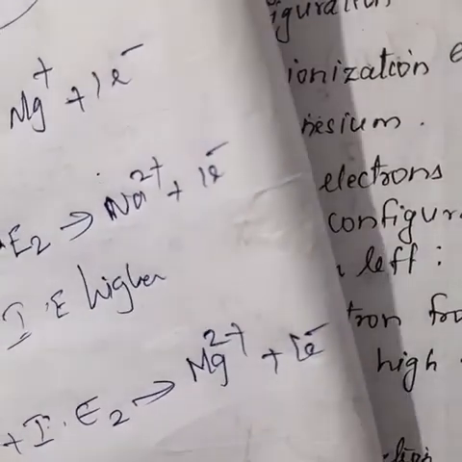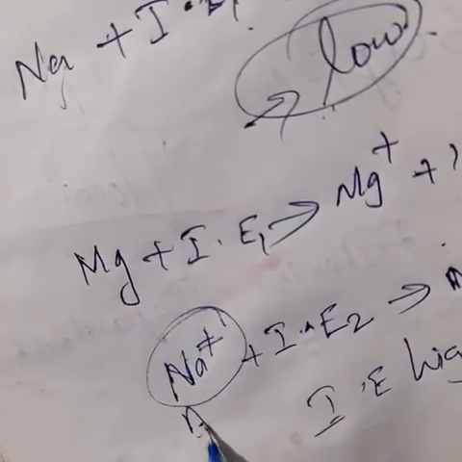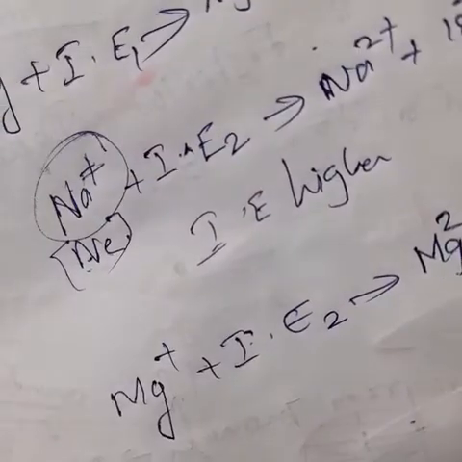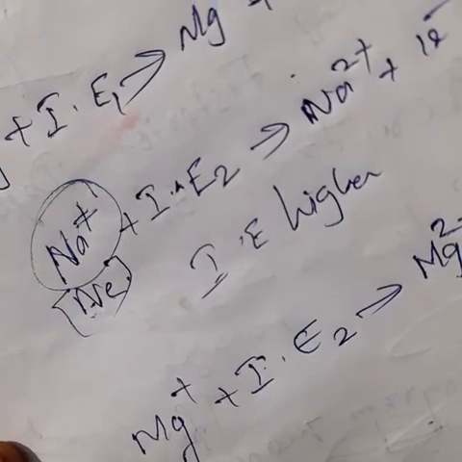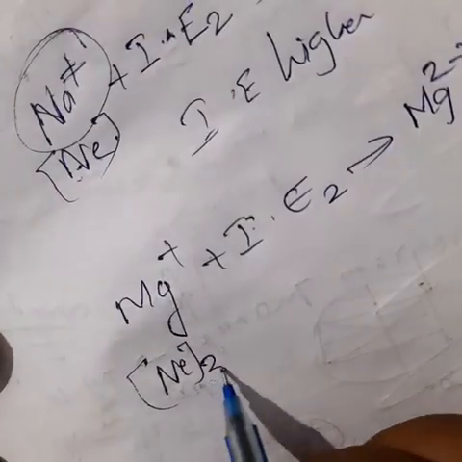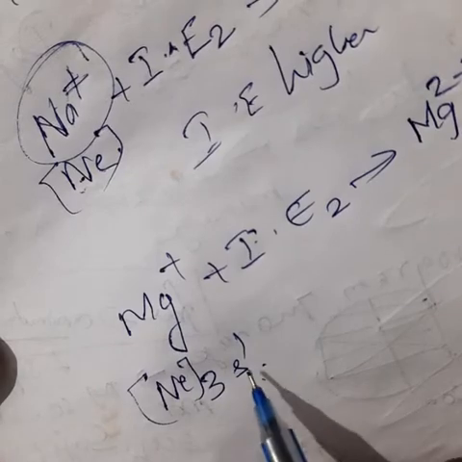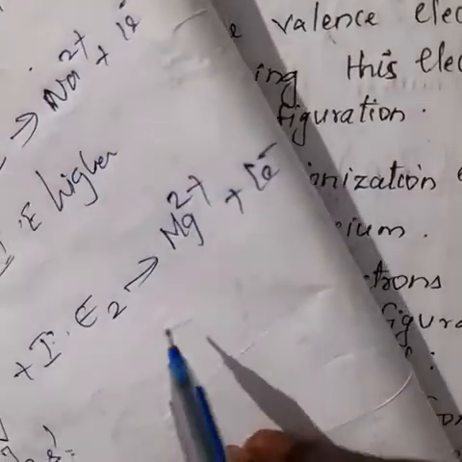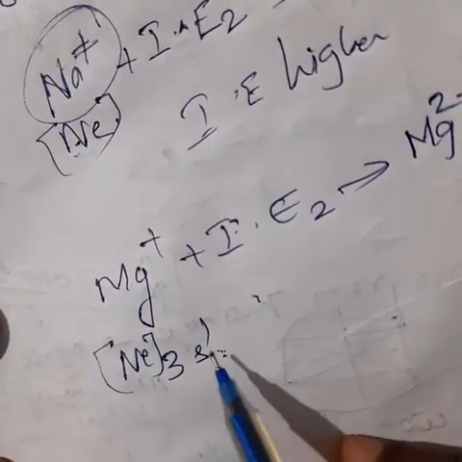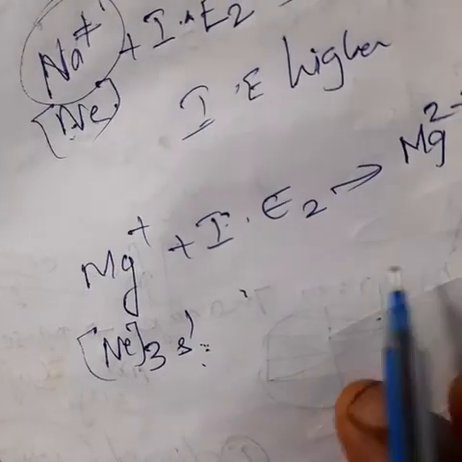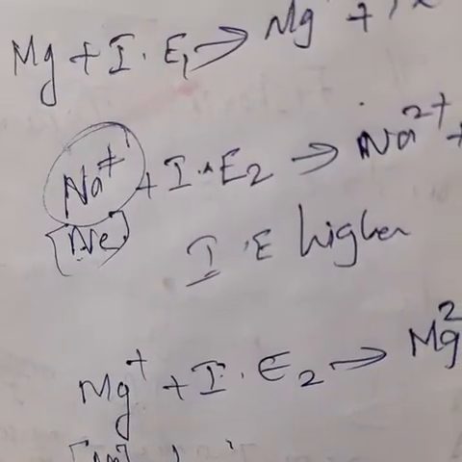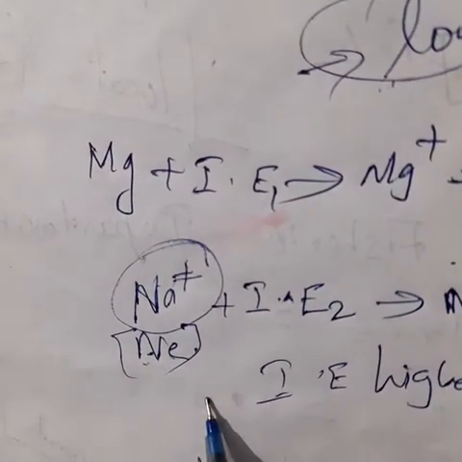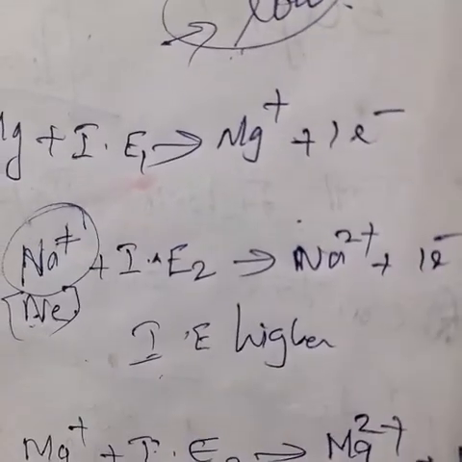But sodium, Na plus, is stable now. Magnesium, after removing 1 electron, has the configuration Ne 3s1, so only 1 electron. So it can be removed easily when compared to Na plus. We can remove 1 electron from the Mg plus ion easily, but we cannot easily remove 1 electron from the Na plus ion. Understood? Because Na plus is now stable. This is the answer.